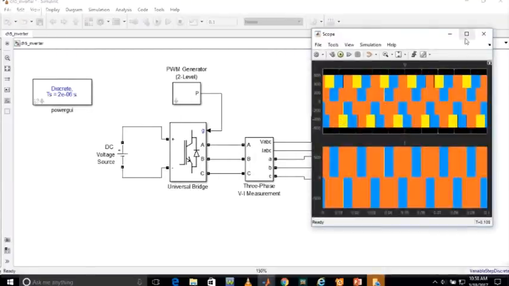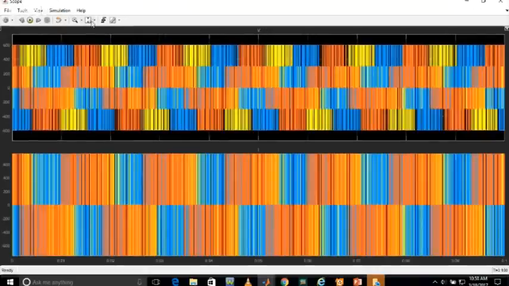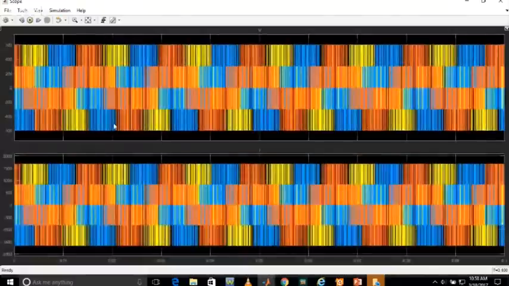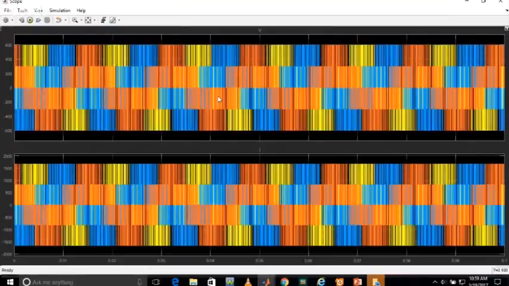this is how it actually looks. You can see the blue, orange, and yellow waveforms. It's not a good waveform, but it's still giving a sinusoidal type, a very little sinusoidal type, because it has way too much harmonics.